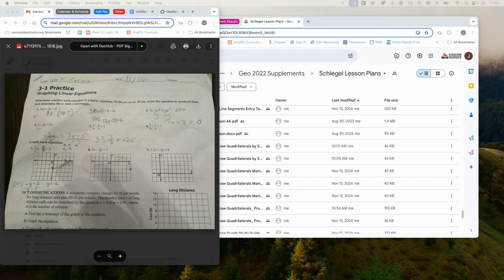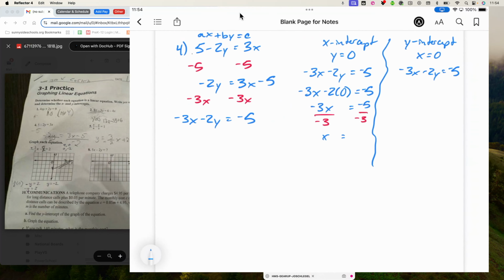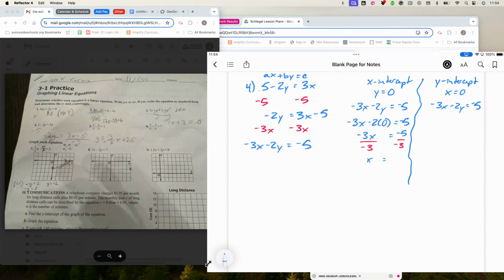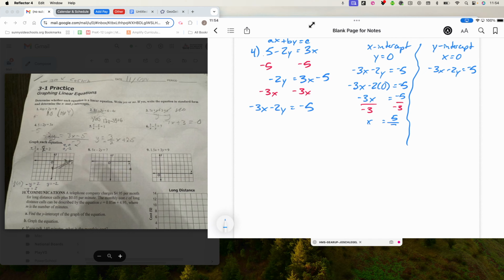I assume we get to use a calculator, but just for the purpose of saying it, a negative divided by a negative does make a positive, so the answer here is going to be positive 5/3. So the x-intercept would happen at 5 over 3.